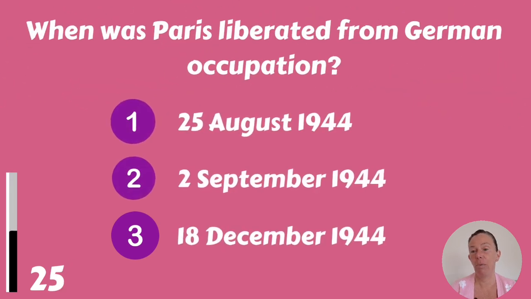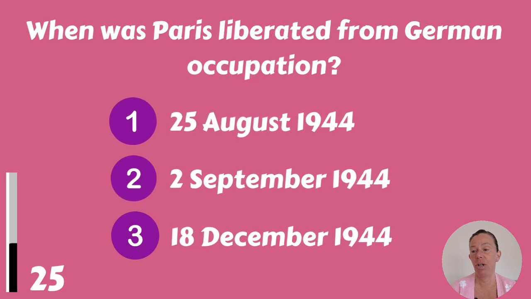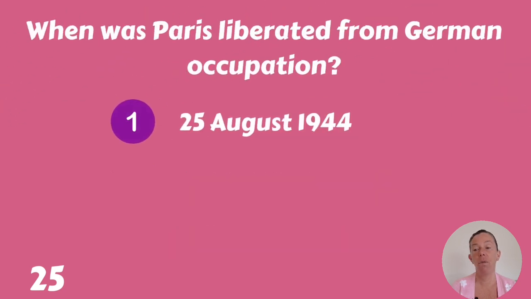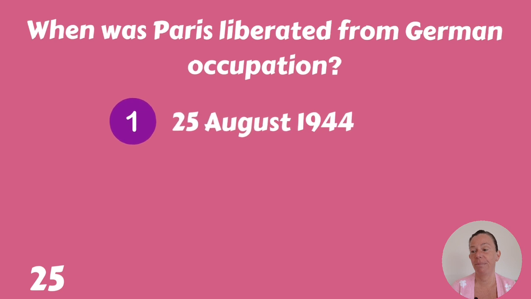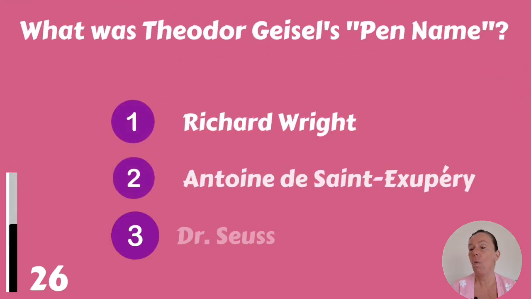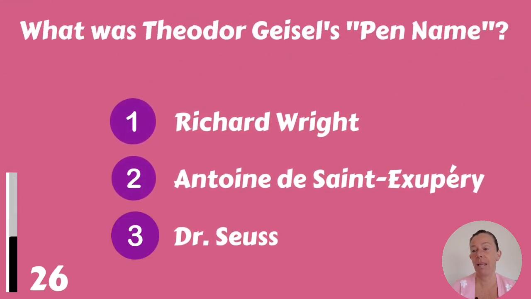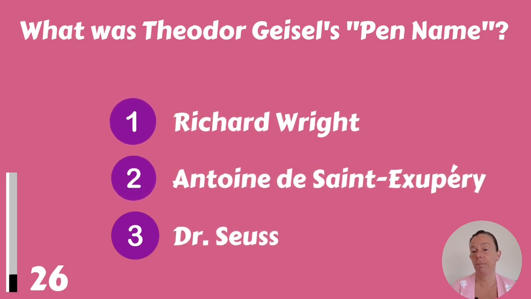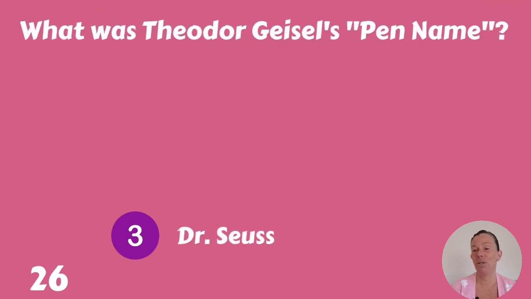When was Paris liberated from German occupation? 25th of August 44, 2nd of September 44 or 18th of December 44? 25th of August 44. What was Theodor Geisel's pen name? Richard Wright, Antoine de Saint-Exupéry or Dr. Seuss? Dr. Seuss.